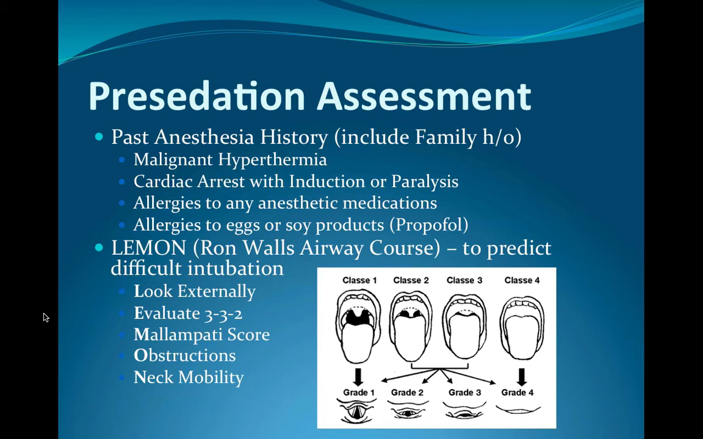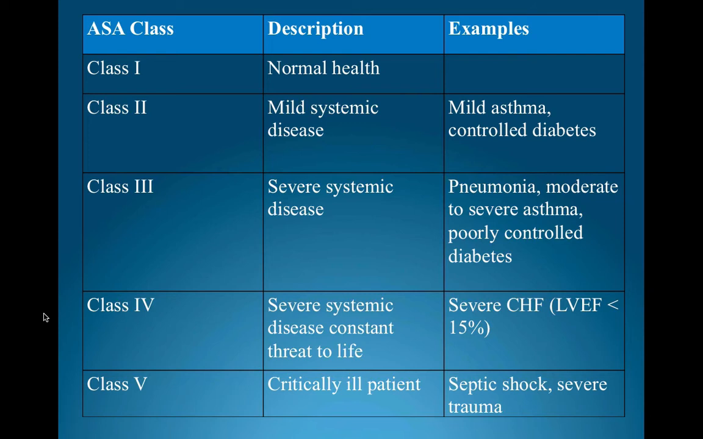All right, so class one, ASA classification. In other words, are they healthy? Yeah, class one, they don't have anything. They're great, normal health, nothing really amazing there. Class two, mild systemic disease that you can handle. Mild asthma, currently controlled diabetes, okay? If their blood sugar is 600, you probably want to control that first before you start doing something else.